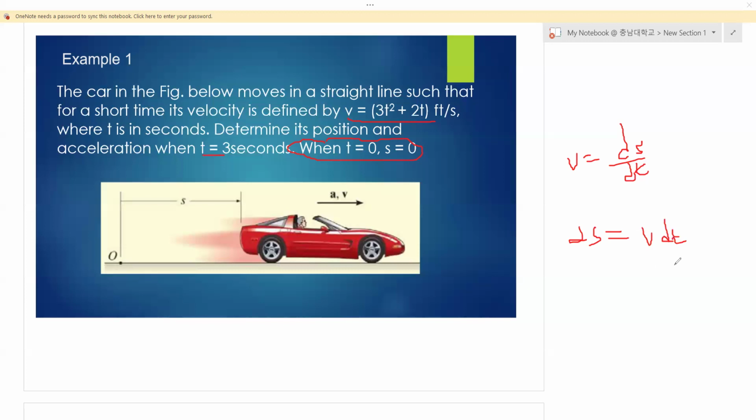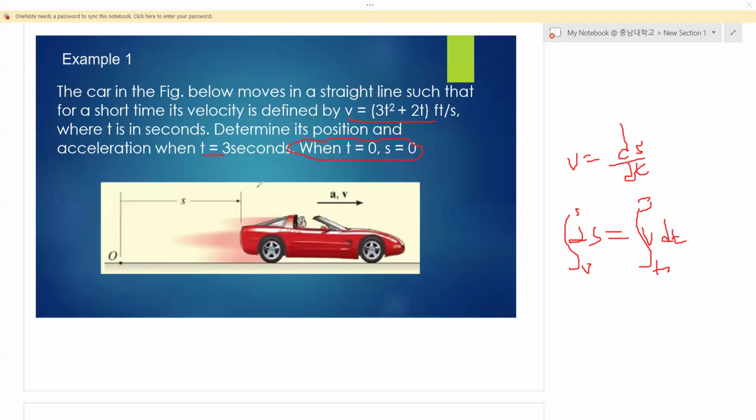Now if we integrate this, realize that we are moving from s equal to 0 to a certain distance, which is s. And they told us that we're moving from t equal to 0 to another t, which is t equal to 3. So from there we can define s, because we have v, which is the equation that is given. Then we can have that determined. Also, they want us to determine the position, so we are going to have the position right there.